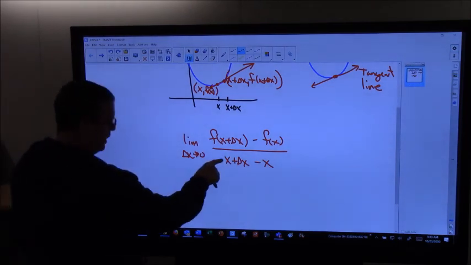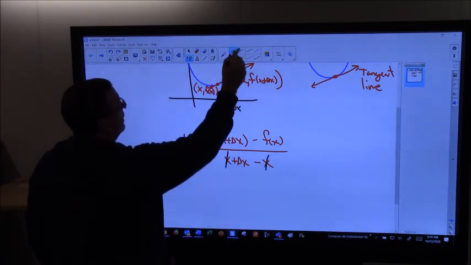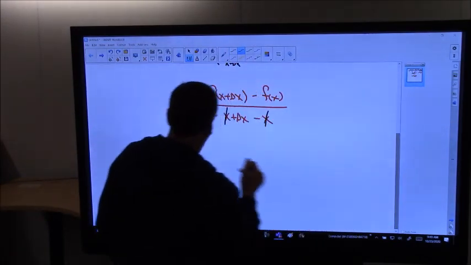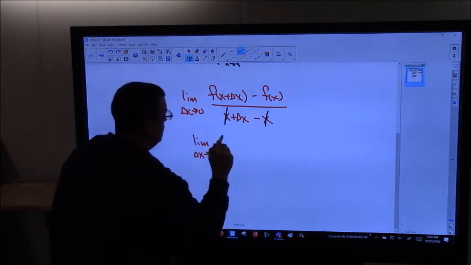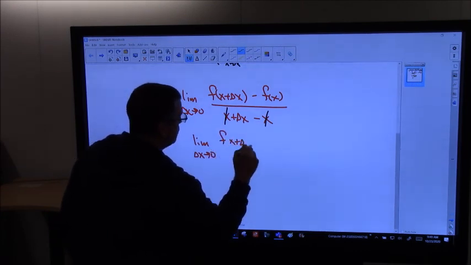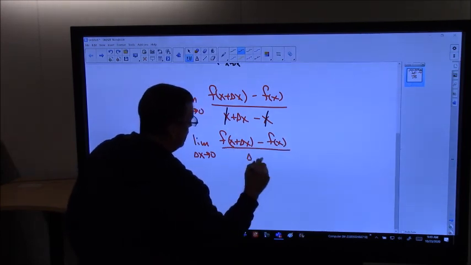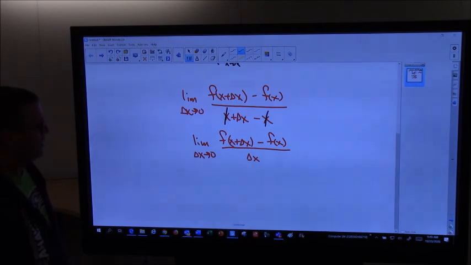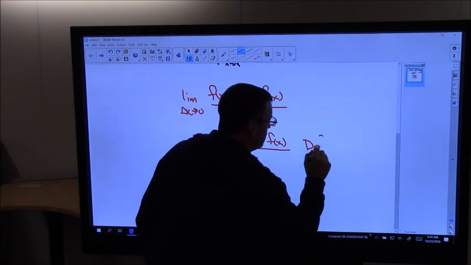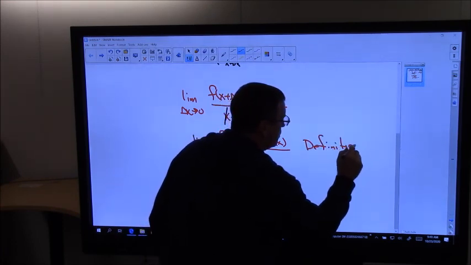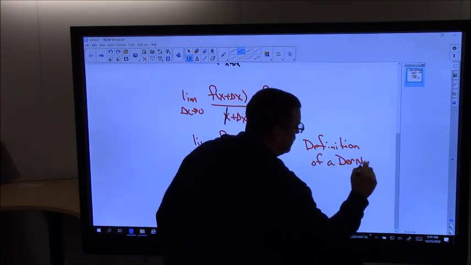Well, in my denominator I could say x minus x is 0, so those will cancel. And so now what I have is the limit as delta x approaches 0 of f of x plus delta x minus f of x all over delta x. And this right here is called our definition of a derivative.